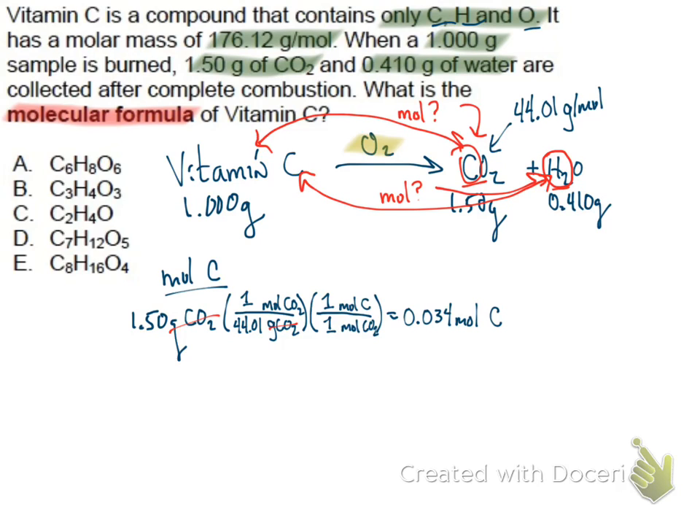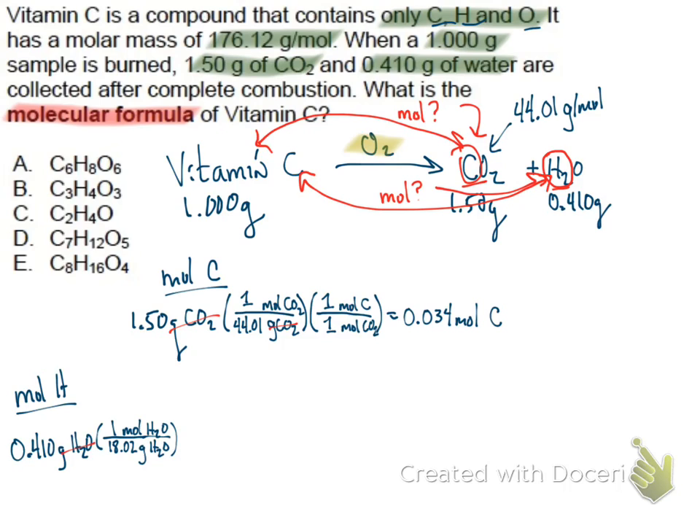We can do the same thing with moles of hydrogen. Same exact process. We need to know how much water we have at the end, because that's where all the hydrogen comes from. That's 0.410 grams of H2O. We need to get out of grams of water into moles because we need to work in terms of moles. And so basically we know that water weighs 18.02 grams for every 1 mole of water.